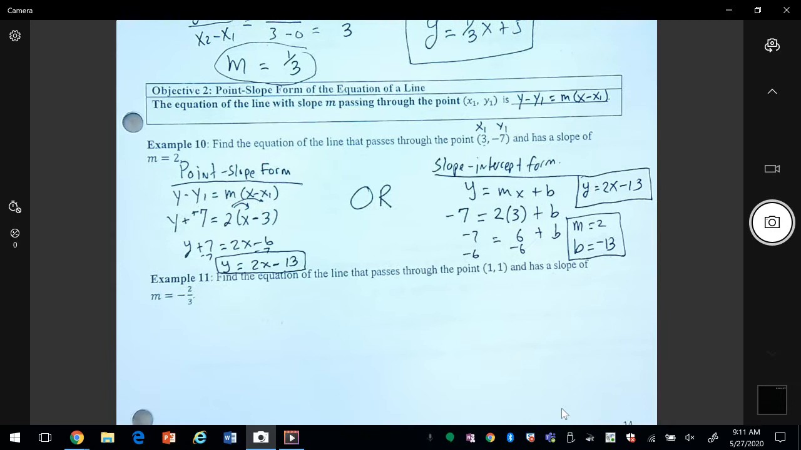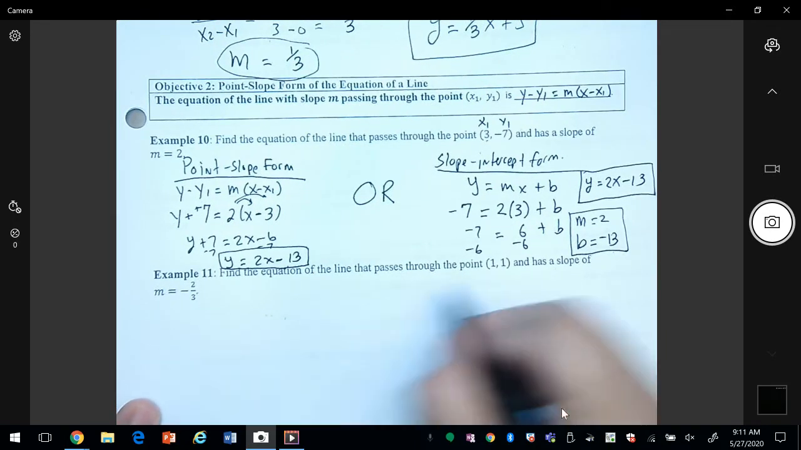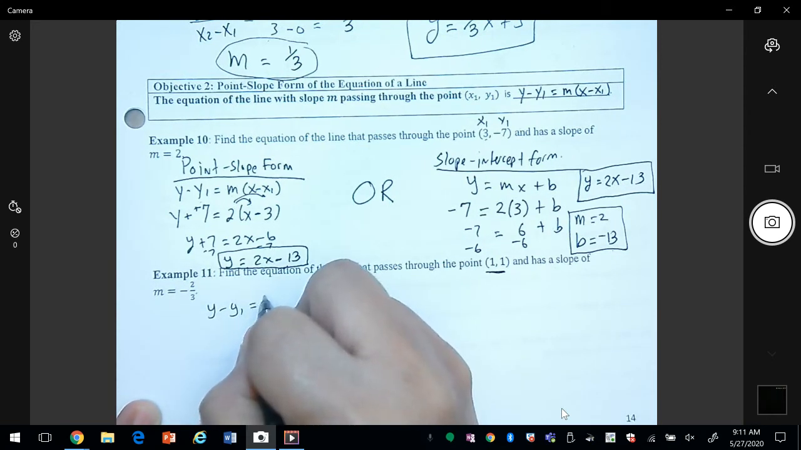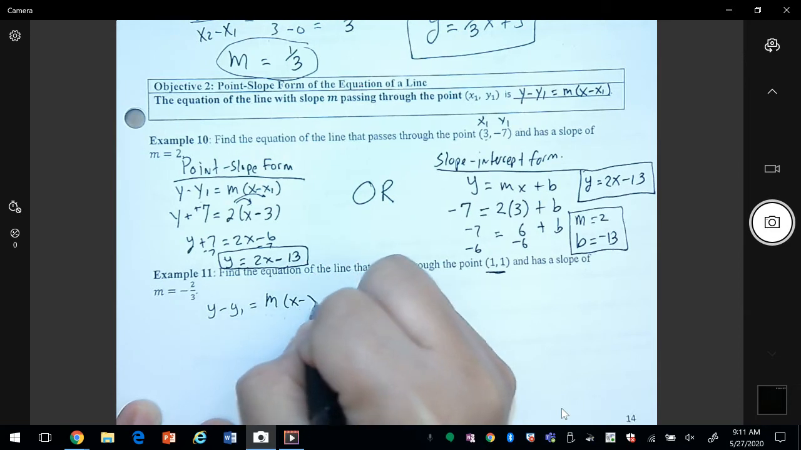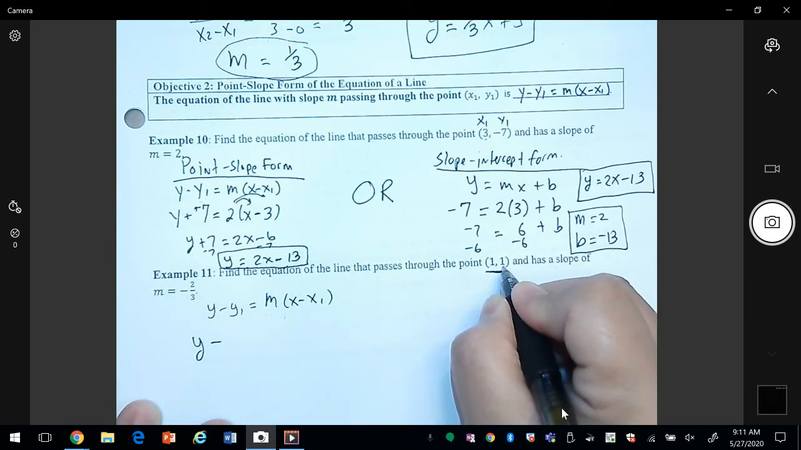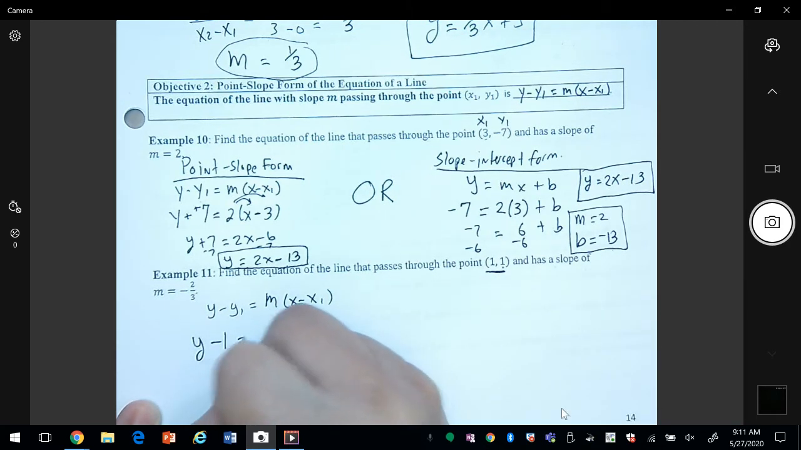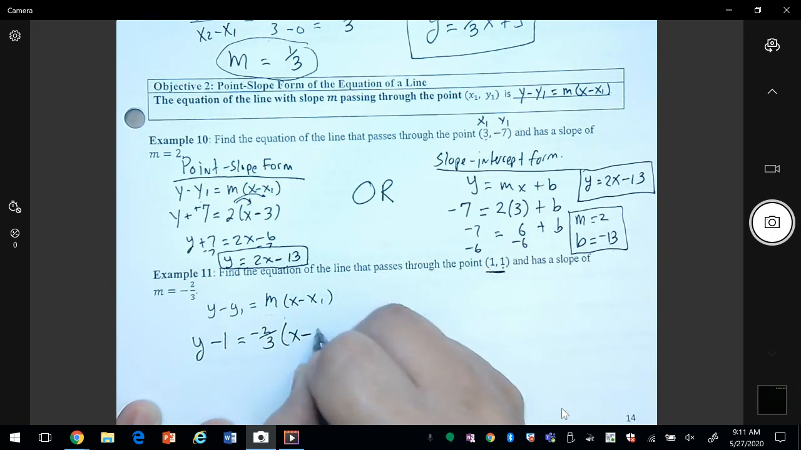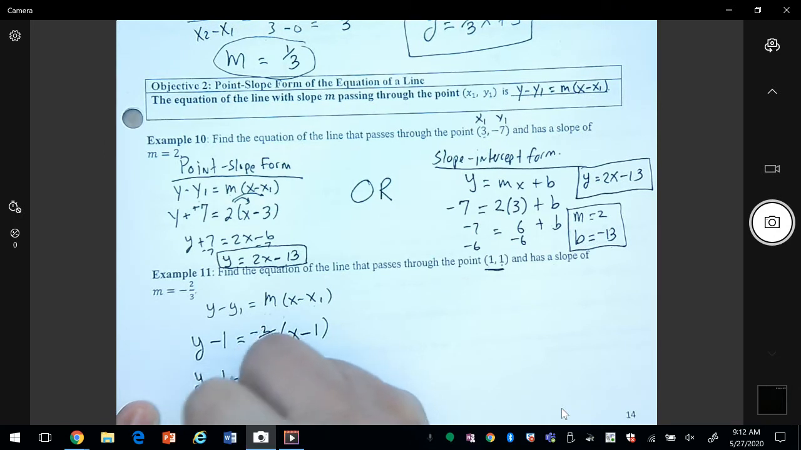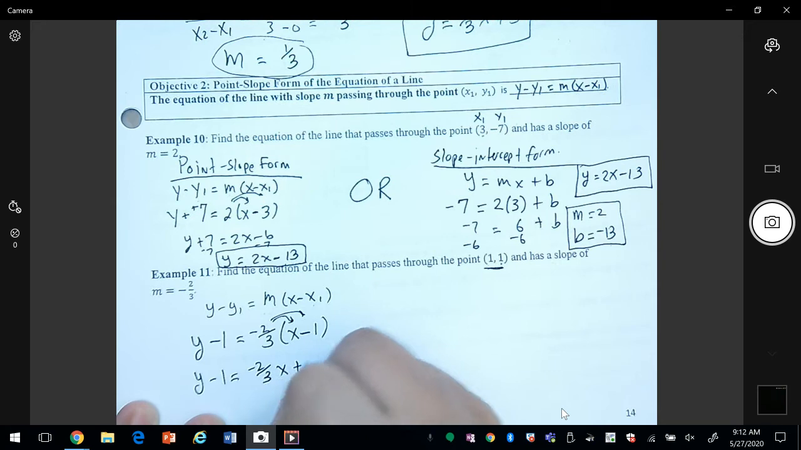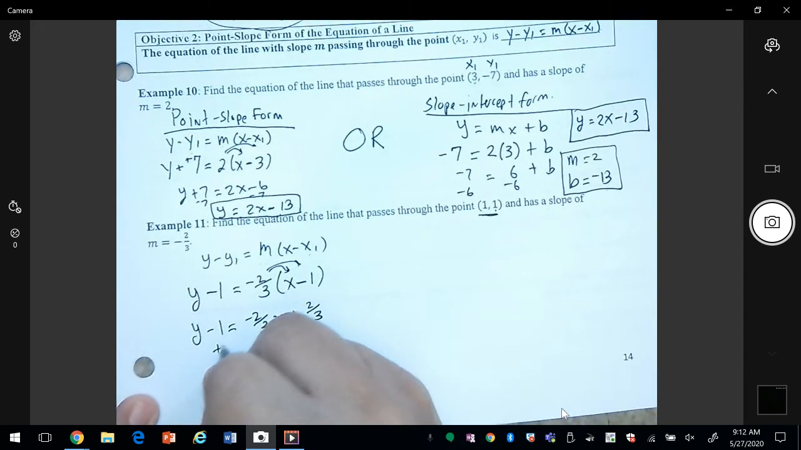Example 11. Again, you can check your point. Since x is not 0, that's not a y-intercept. So I'm going to use this form. And so I'm going to have y minus y1, which is 1. My slope is negative 2/3 times (x minus x1), which is 1. Simplify. So distribute the negative 2/3. Add the 1.